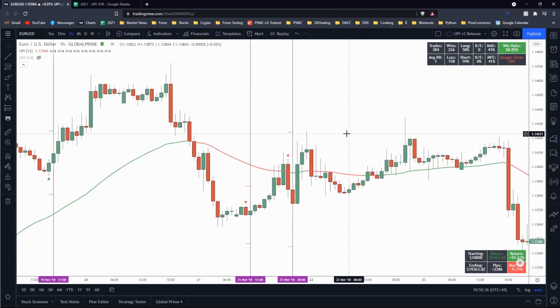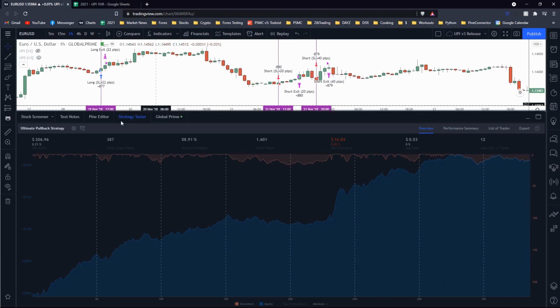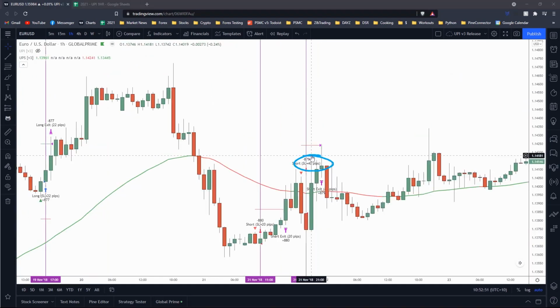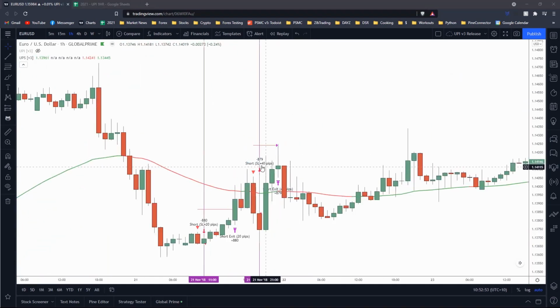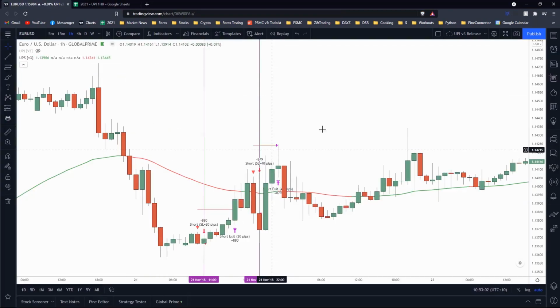So I don't actually use the UPI version of the script to backtest at the moment, because I've written the UPS, the strategy version, in such a way that it draws my stop loss and take profit size straight onto the chart, as you can see here. So you can see right here that the stop loss for this trade was 40 pips. So let's jump over to the spreadsheet and put in 40 minus 40 because it was a losing trade.